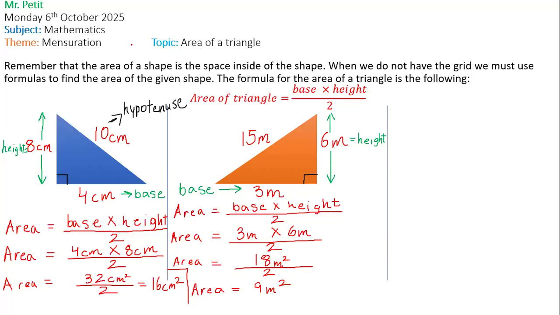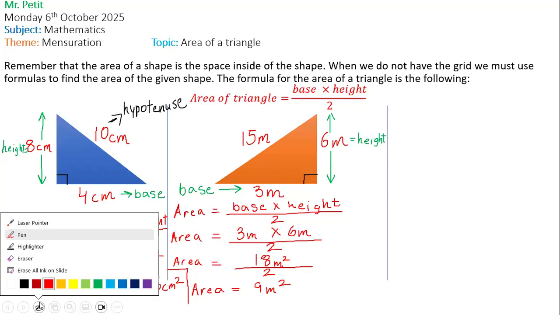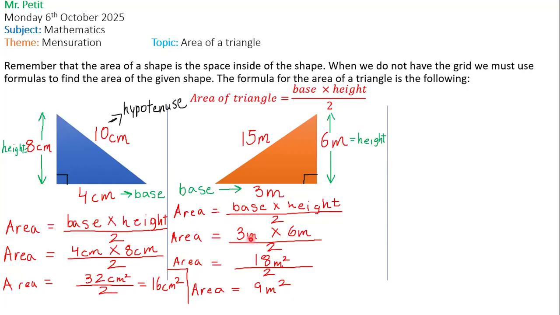Perimeter is just the units, but area is units squared always. There's a reason for that, because if you look at it, we have meters times meters, so it's going to be meters squared. So that's how it works. Any questions on this? Let me know if you have any questions so far.